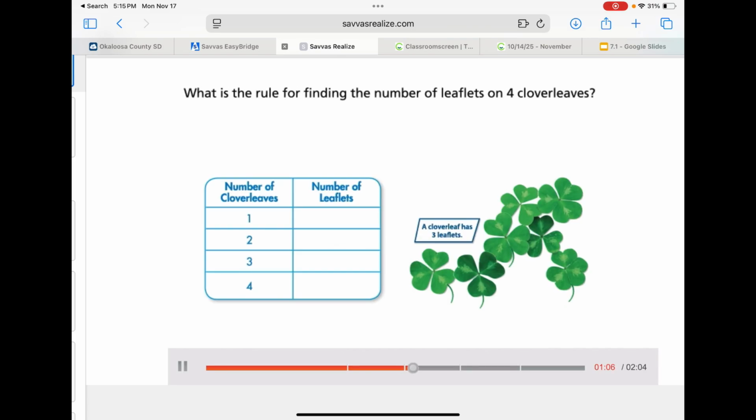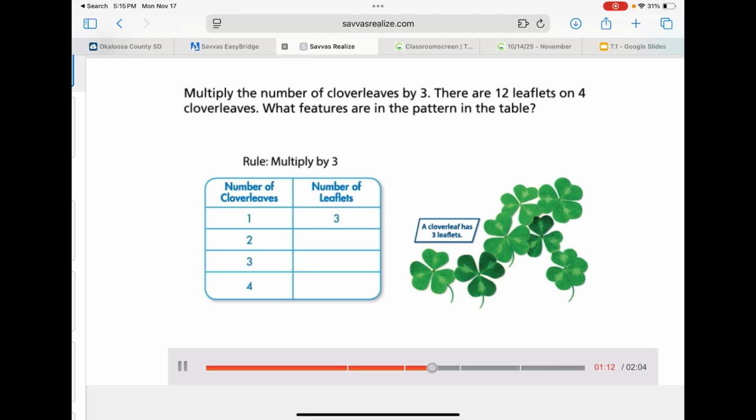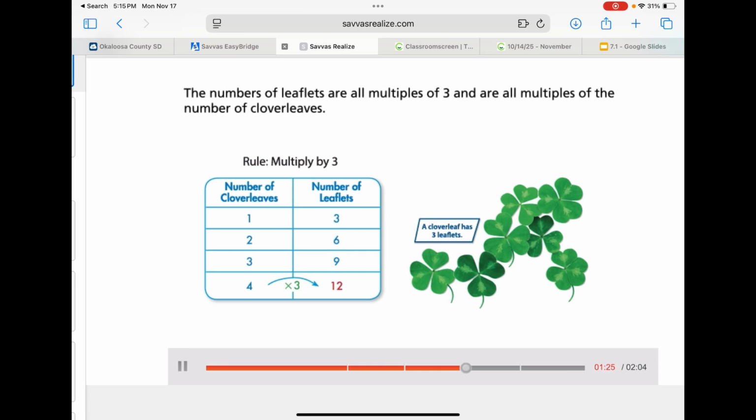What is the rule for finding the number of leaflets on 4 clover leaves? Multiply the number of clover leaves by 3. There are 12 leaflets on 4 clover leaves. What features are in the pattern in the table? The numbers of leaflets are all multiples of 3 and are all multiples of the number of clover leaves.